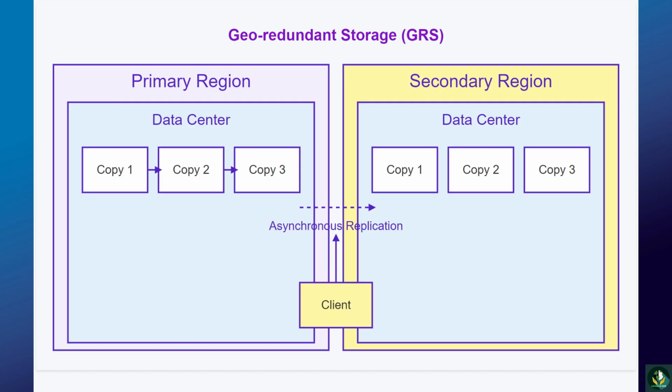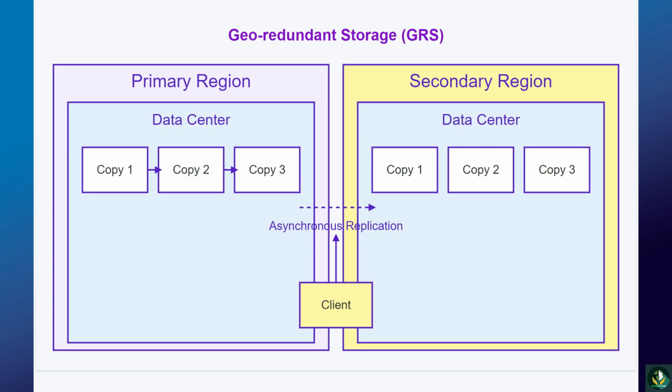Asynchronous replication. Arrow. The dashed arrow between the primary and secondary regions represents asynchronous replication. This indicates that there may be a slight delay between updates in the primary region and their reflection in the secondary region. Client. At the bottom of the diagram, we see a client that can access the data. The solid line from the client to the primary region indicates that under normal circumstances, read and write operations occur in the primary region.